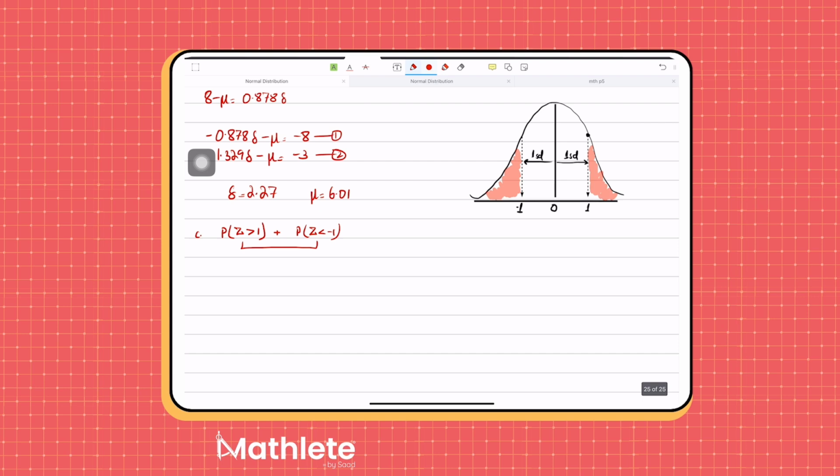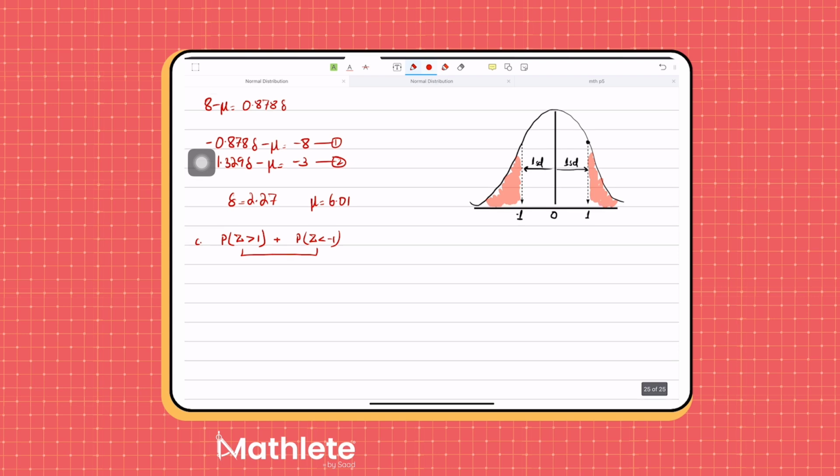So the probability of z being greater than 1, how will we work that out? We'll work that out by simply doing 1 minus phi of 1. And then how will we work out the probability of z being less than minus 1? We could take simply phi of minus 1, but we can't do that. We can't take phi of a negative value. So instead we'll have to do 1 minus phi of 1.